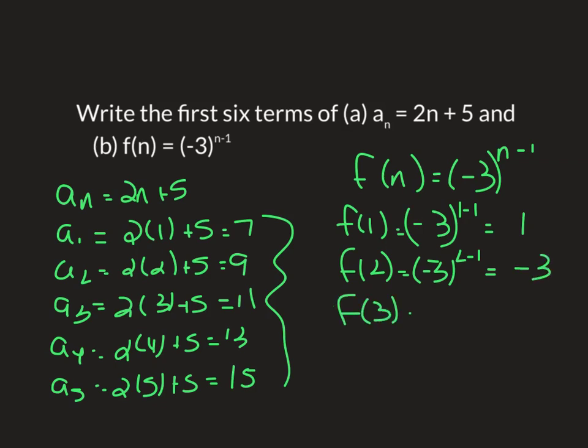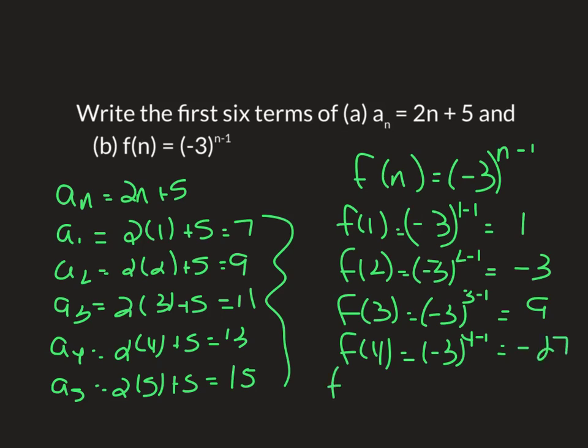Plug in 3. Negative 3 to the 3 minus 1 power, which would really be negative 3 squared, which is positive 9. F of 4 is negative 3 to the 4 minus 1, which would be negative 27. We'll do one more here. F of 5, negative 3 to the 5 minus 1 power, which would be 81. And look at the terms I got for my answers over here. What's happening is they're multiplying. Each term gets multiplied by negative 3 to get the next term. So there is a pattern.